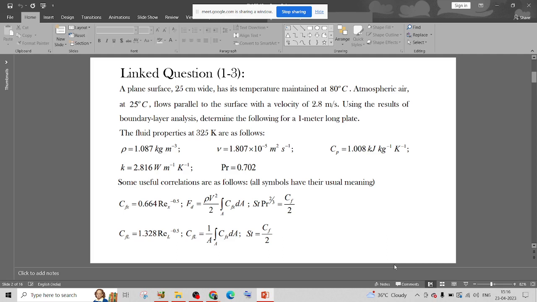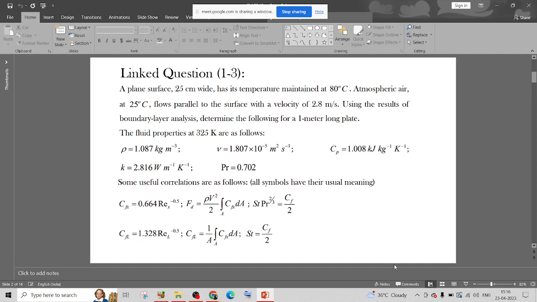For the first question, there is a plane surface of 25 centimeter width, and its temperature is maintained at 80 degrees Celsius. So it is a plate. There will be heat transfer from this parallel plate. And atmospheric air at 25 degrees Celsius flows parallel to the surface with a velocity of 2 meter per second.